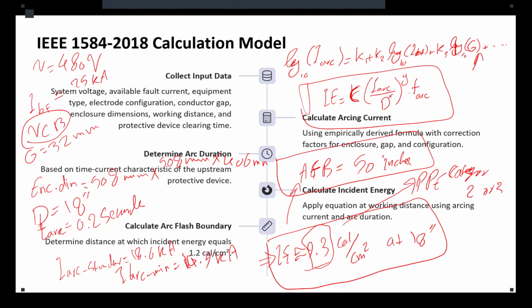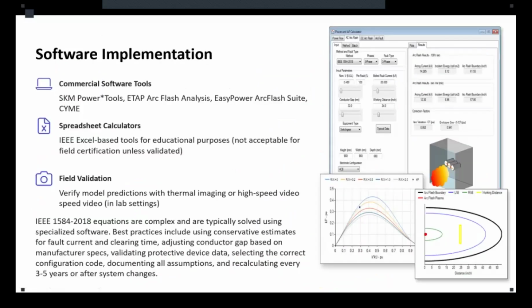And your label must include the voltage, the incident energy, the AFB, the working distance, and the PPE level. So these are the most important things that you need to consider.